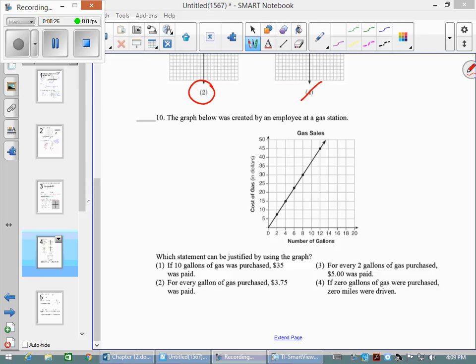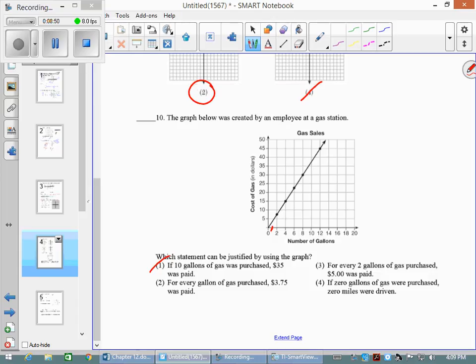So if we look at our graph at 10 gallons of gas, if we go up, 35 would be right here. So that would be right below where our graph is. So that cannot be our option. Option 2, for every gallon of gas purchased, $3.75 was paid. Well, if we look at 1, that's not really a nice point, so we can't really see where that is.